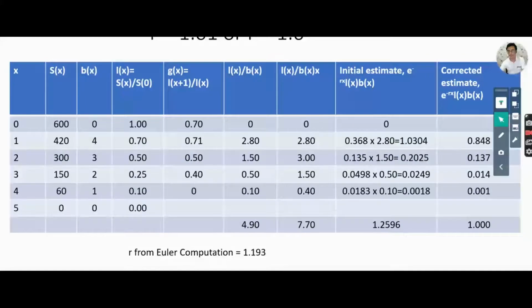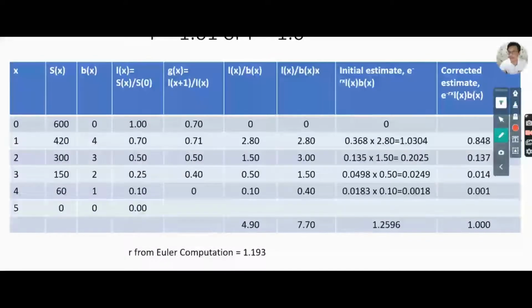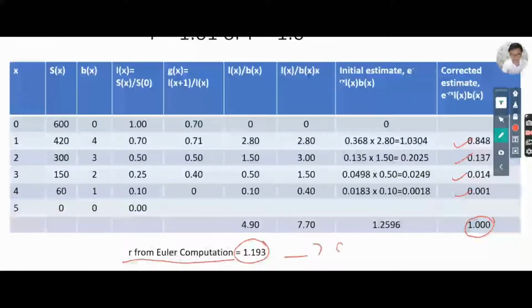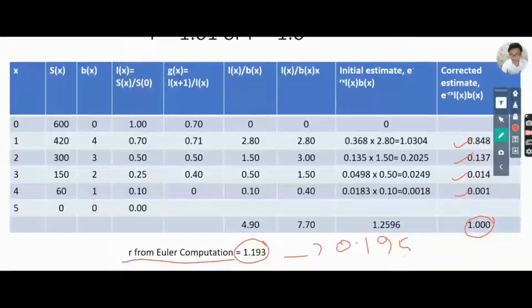So you can see 848, 137, 014, 001, it sums to 1. So our corrected r from the Euler computation is 1.195. What is the correction factor we have added? 0.195.